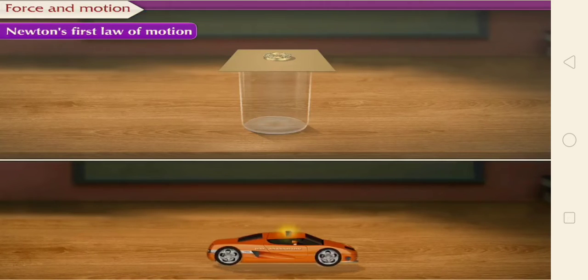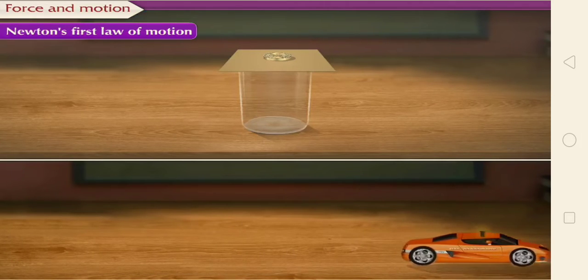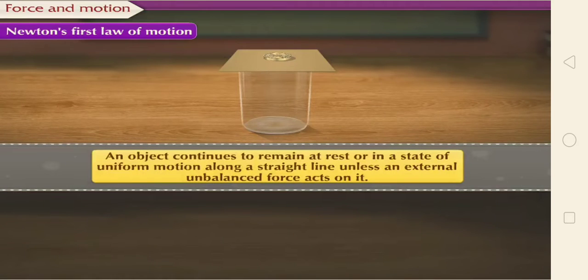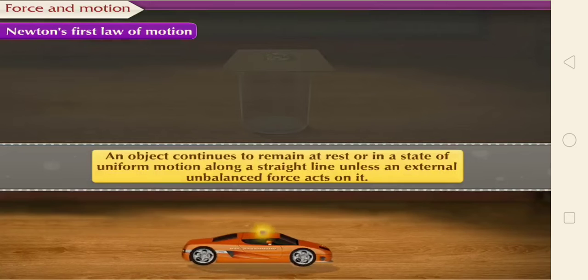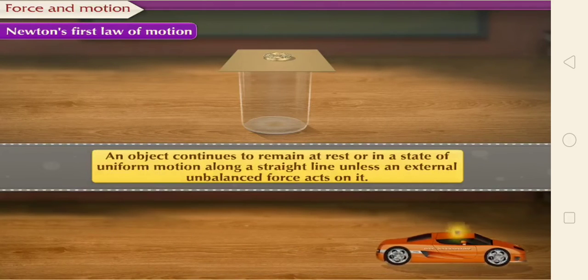Newton's first law of motion. An object continues to remain at rest or in a state of uniform motion along a straight line unless an external unbalanced force acts on it.